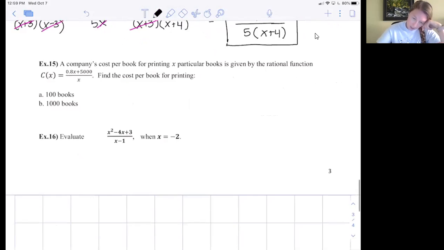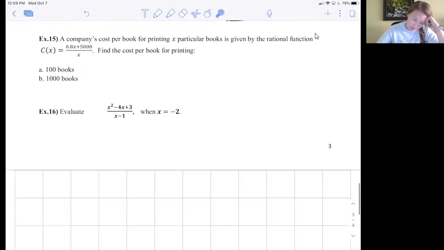Okay, this story problem. All you're doing, don't let it confuse you, all you're going to do is plug in this 100 books. So you'll just plug in 100 for these x's. Just plug them into a calculator and you'll get an answer. And then for B, 1,000 books, you'll just plug in 1,000 to those x values.